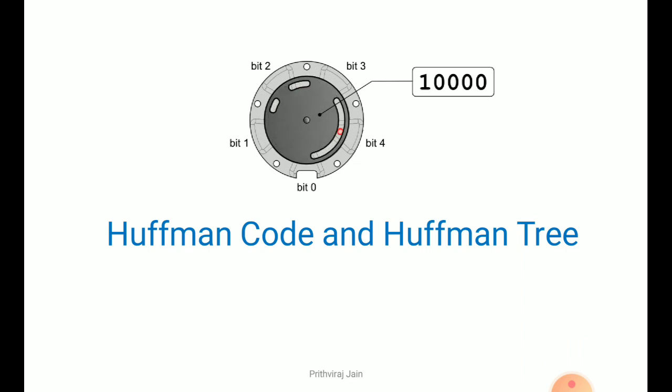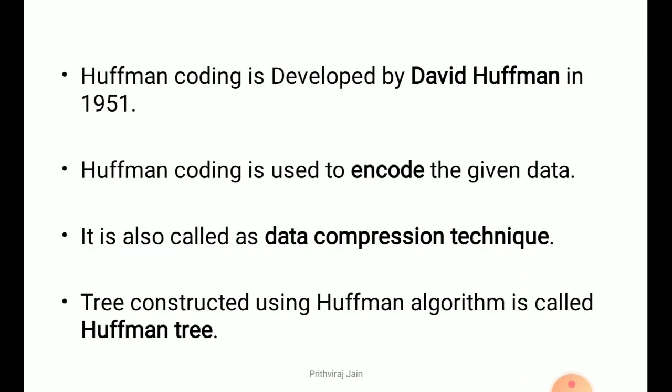Huffman code is mainly used for encoding or decoding the data. Huffman coding was developed by David Huffman in the year 1951. It is used to encode the given data and is also called a data compression technique. The tree which is constructed using the Huffman algorithm is called a Huffman tree.